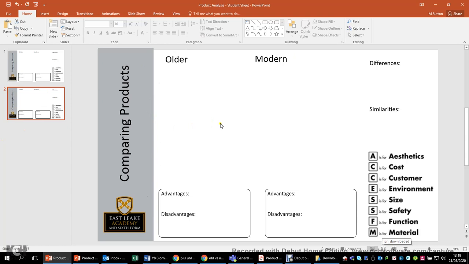Now, you're going to be looking at old versus new. I want you to avoid what we've done in the past. Please don't do the vacuum cleaner. Please don't do the Walkman. We've done it. We've been there. I don't want to see that one again. So please avoid those.